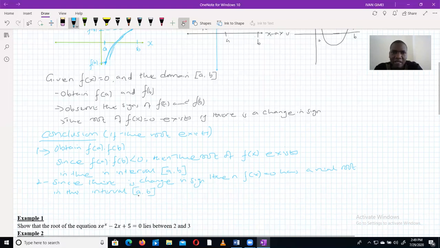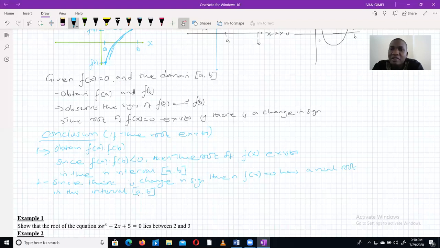So the things are clear. They'll give you a function, and your function has to be in the form f of x equals 0, so you have to rearrange a few things if it's not. Then they'll give you the domain, the values of x they want you to investigate to confirm whether the root lies there or not. I simply get one value, substitute, get another one, substitute, and note the signs. If there is a change in sign, I conclude that the root exists.